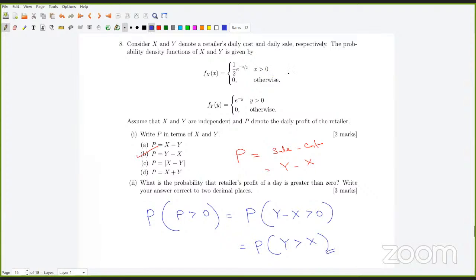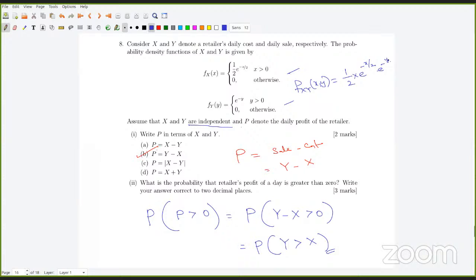And we know each of the marginal densities. Also we have given you that x and y are independent. So we know the joint density. What is the joint density now? It will be a product of marginals, f_X and f_Y. Therefore f_XY of x comma y will be half times e raised to power minus x by 2, times e raised to power minus y.